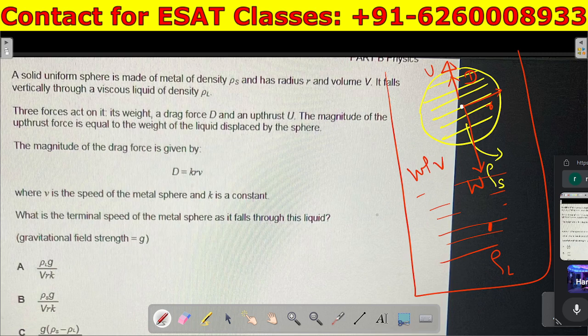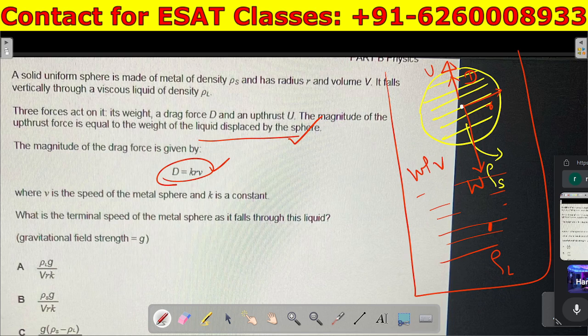The magnitude of the upthrust is equal to the weight of the displaced liquid by the sphere. I think you know this, right? The magnitude of the drag force is given by this. This is the viscous force, drag force, where v is the speed of the metal sphere and k is a constant. What is the terminal speed of the metal sphere as it falls through the liquid?